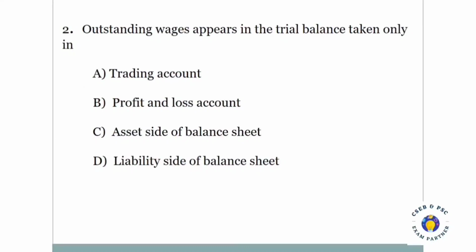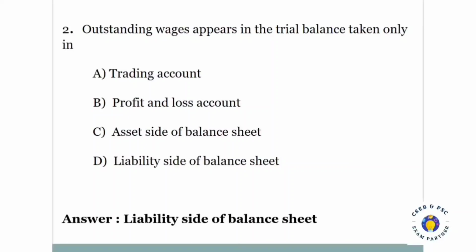Question number 2. Outstanding wages appears in the trial balance taken only in option A trading account, option B profit and loss account, option C asset side of balance sheet, option D liability side of balance sheet. Answer is liability side of balance sheet.